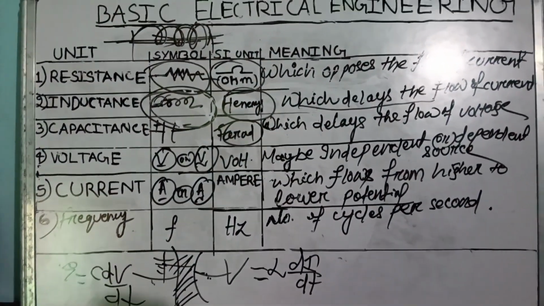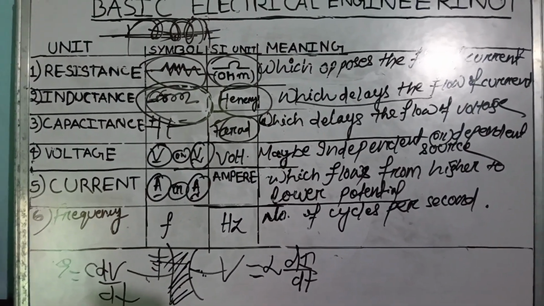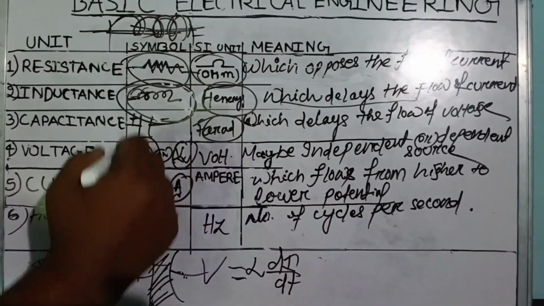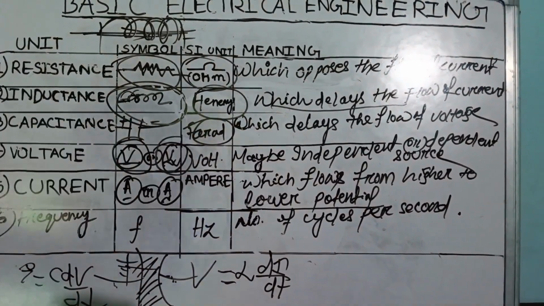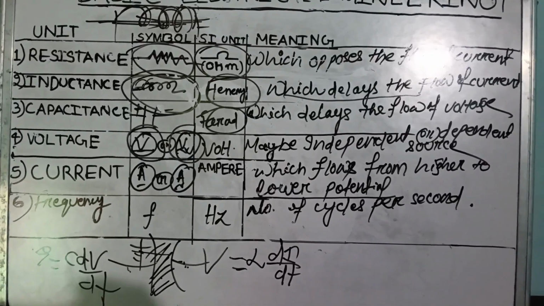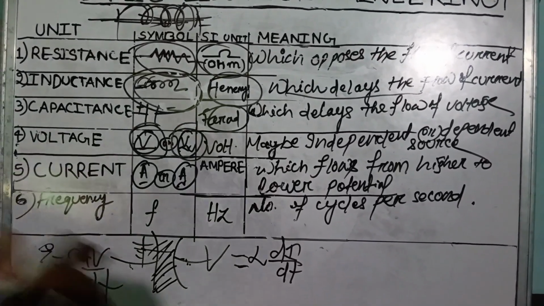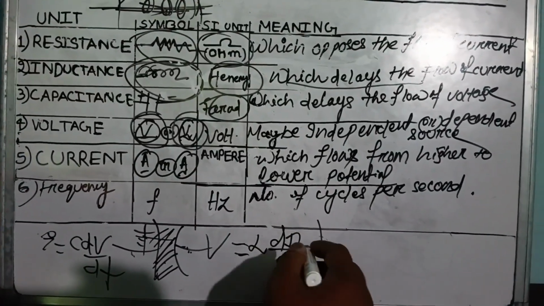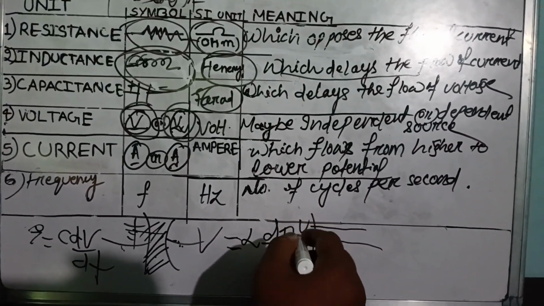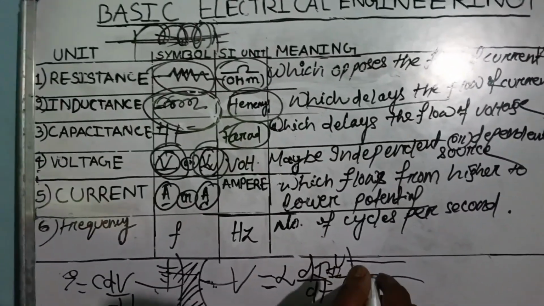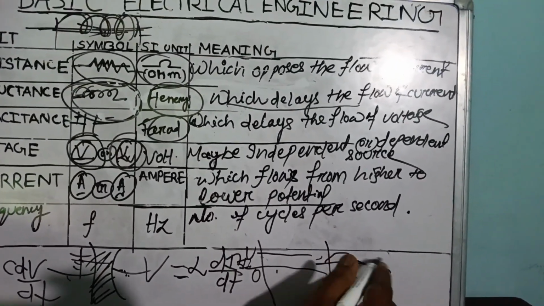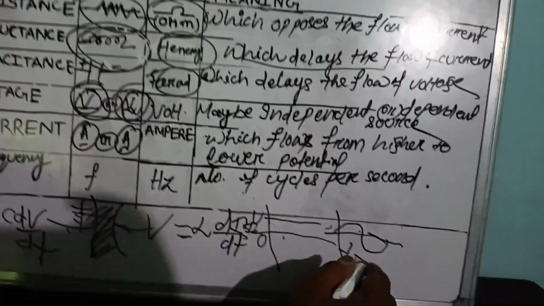So next comes the term voltage. Voltage has two symbols, this is one and this is another. This is for DC voltage and this is for AC. We have two types of supply, DC supply and AC supply. In DC supply, voltage and current do not change with respect to time, but in case of AC, the voltage and current change with respect to time.